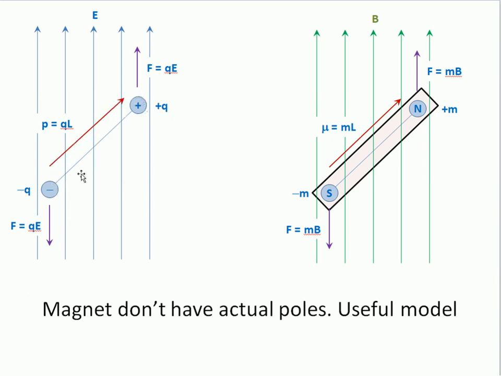Now, in an electric field, the positive charge is going to feel a force, and the magnitude of that force is Q times E. And the opposite negative charge is going to feel a force also of the same magnitude. This is a uniform electric field. Those two forces are identical to one another, so the net force is zero.